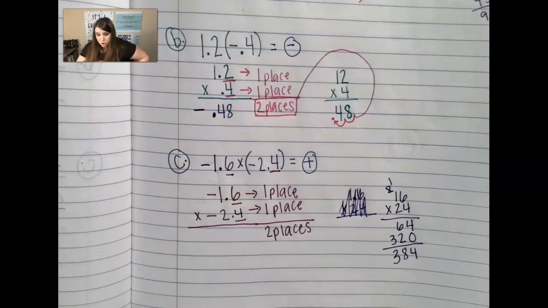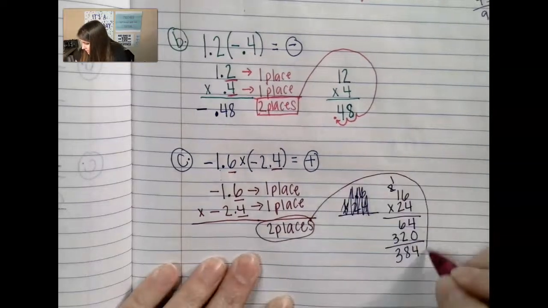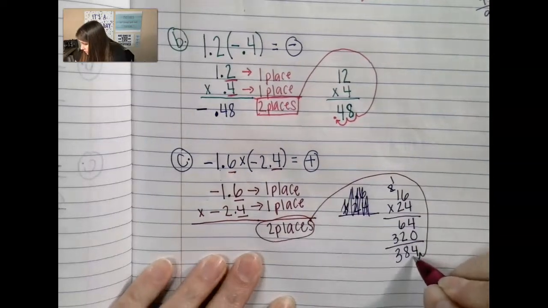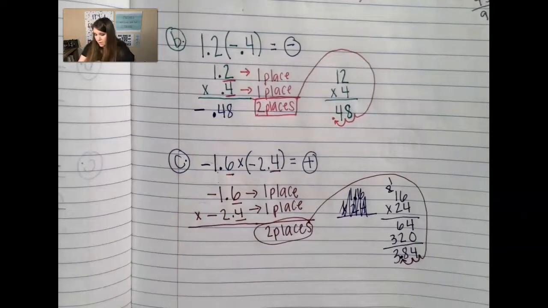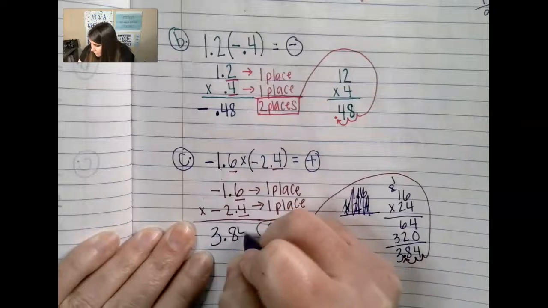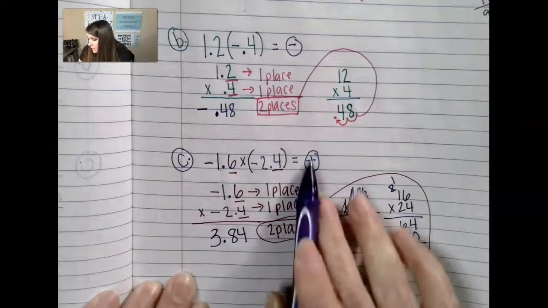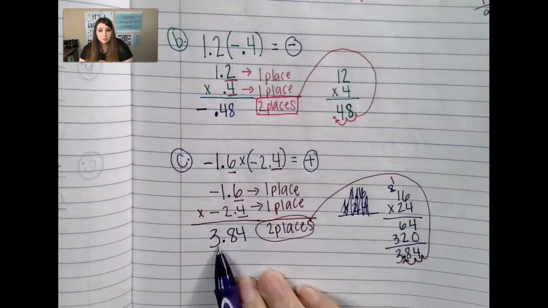And I need 2 places after the decimal point at the end. So 4 places at the end. So I'm going to go 1, 2 places, put a decimal point. So my final answer is 3 and 84 hundredths, and it's a positive, so I don't need to put on a symbol.